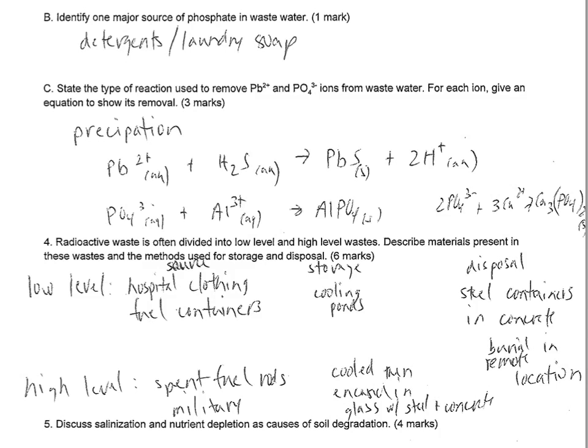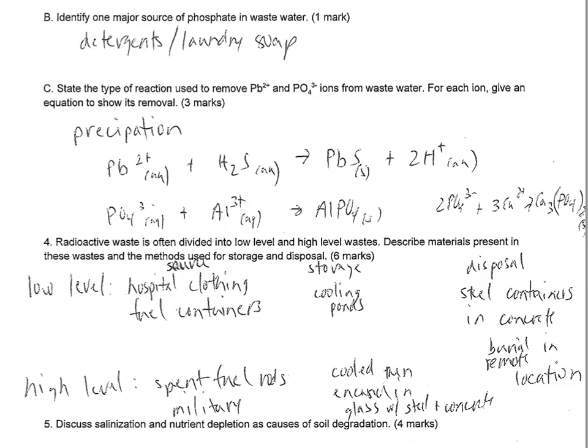So with lead, it's H2S, and it forms PbS and hydrogen ions, so it makes your water slightly acidic, but it removes the lead. And PO4, they add aluminum to it, is the easy one because it just combines 1 to 1. Otherwise, you can also add calcium and form Ca3(PO4)2 too.